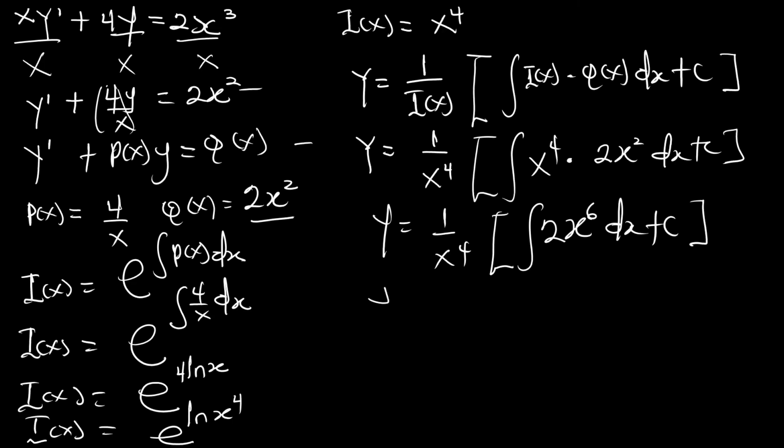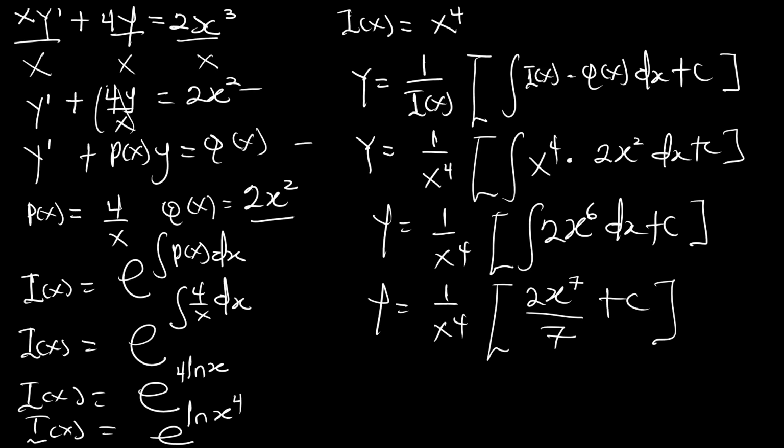Then we integrate. We have 1 over x to the power 4. When we integrate 2x to the power 6, we are going to have 2x to the power 7, sorry, 2x to the power 7 all over 7 plus c. So here we can have y equals 2x to the power 7 all over 7x to the power 4 plus c over x to the power 4.